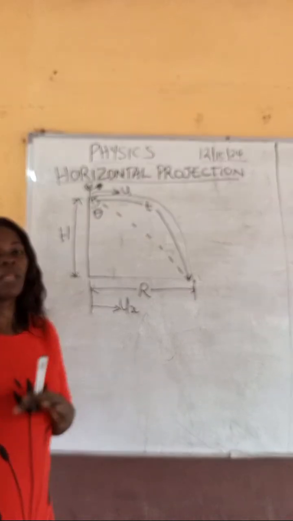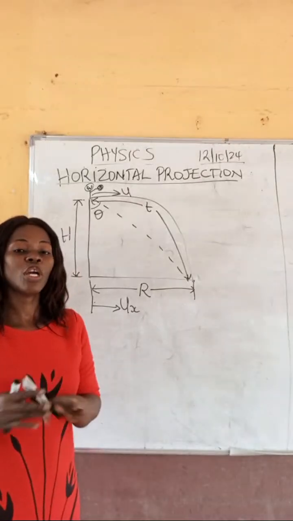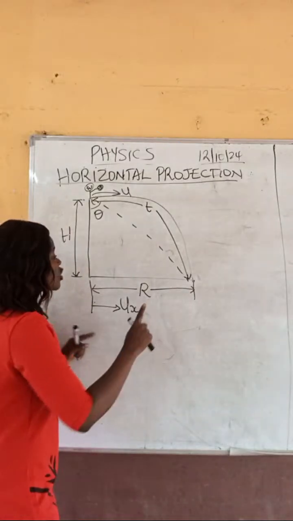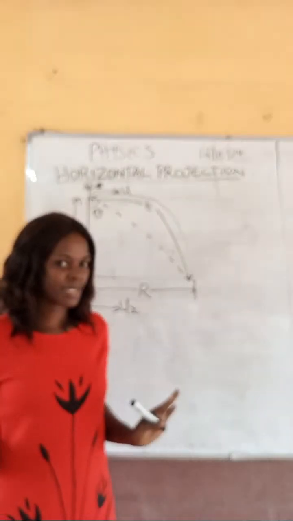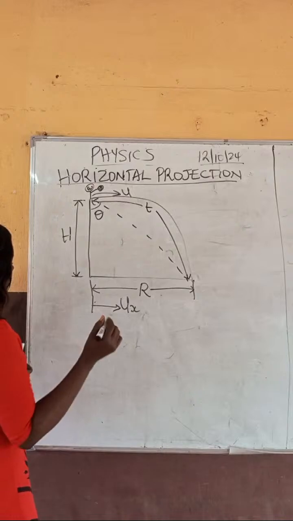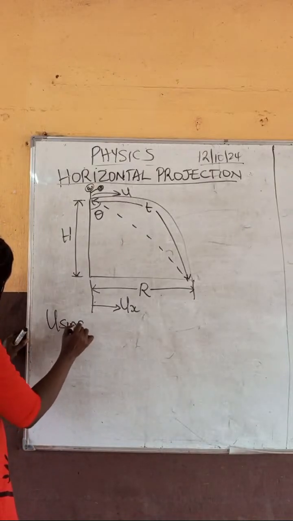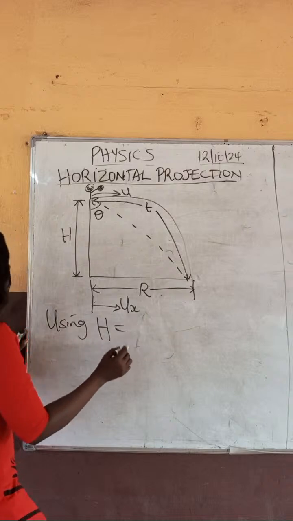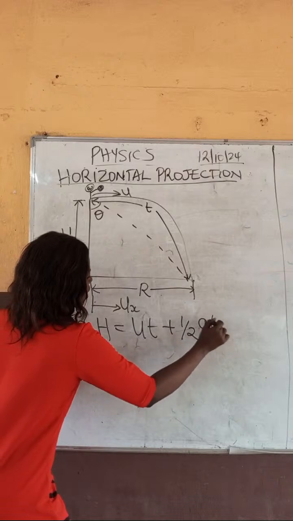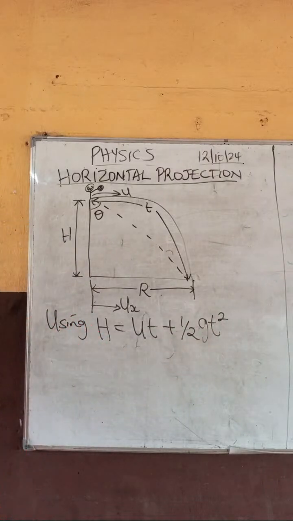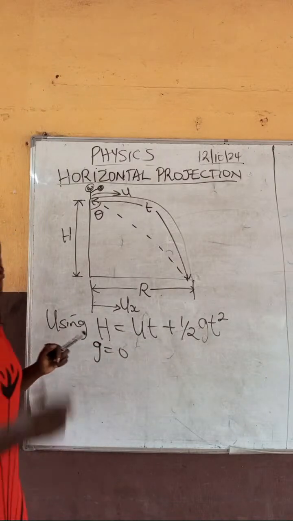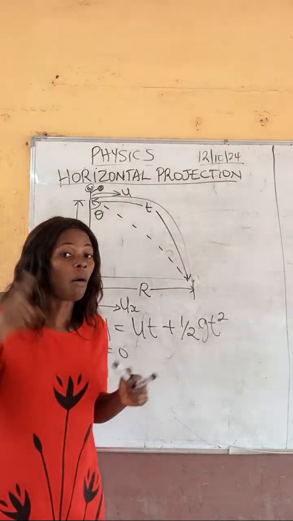Now, for us to generate the formulas we are going to use to solve this, we are going to use the equation of motion under gravity. And if you are considering horizontal motion, gravity has no effect on this, right? It means that my acceleration due to gravity g equals 0. So what am I trying to say? Using h equals ut plus half gt squared. In horizontal projection, my g equals what? 0, because the object is not going up.